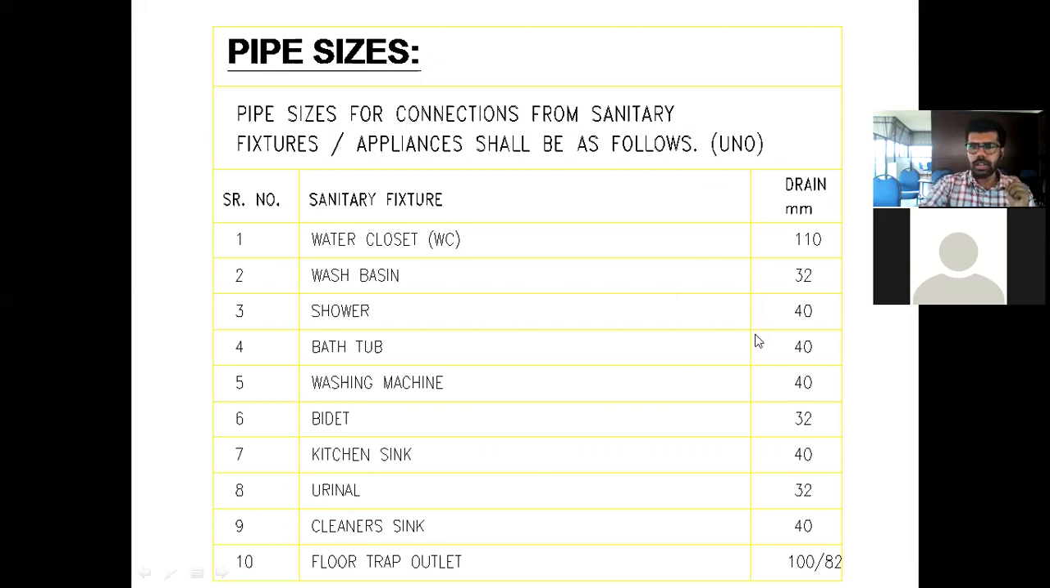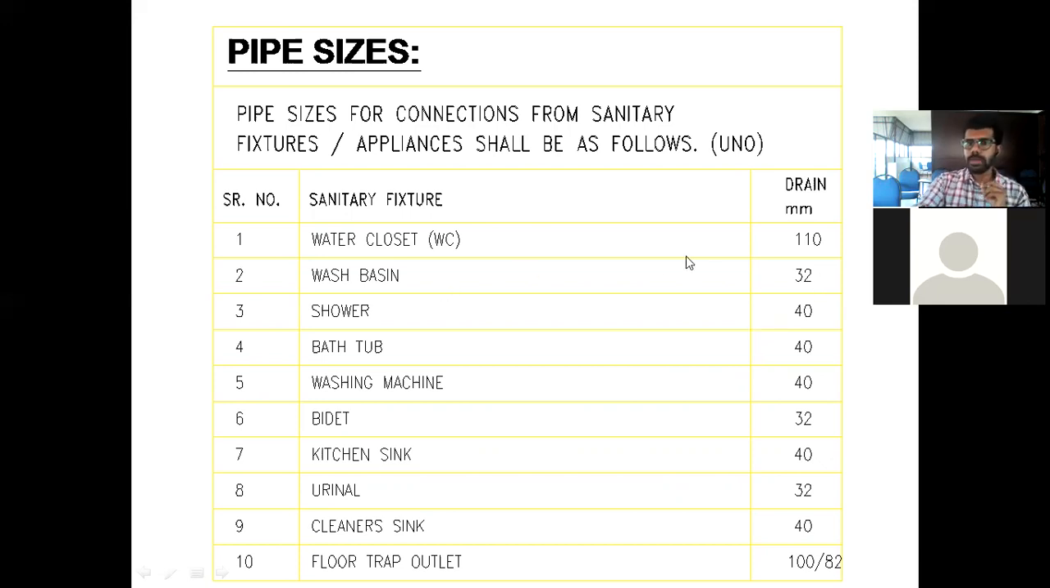Now we are talking about the drain pipe. Supply pipe will be 15 mm, 20 mm like that. From the water closet, you will be taking the waste outwards, right? So the minimum pipe dimension for water closet should be 110 mm.